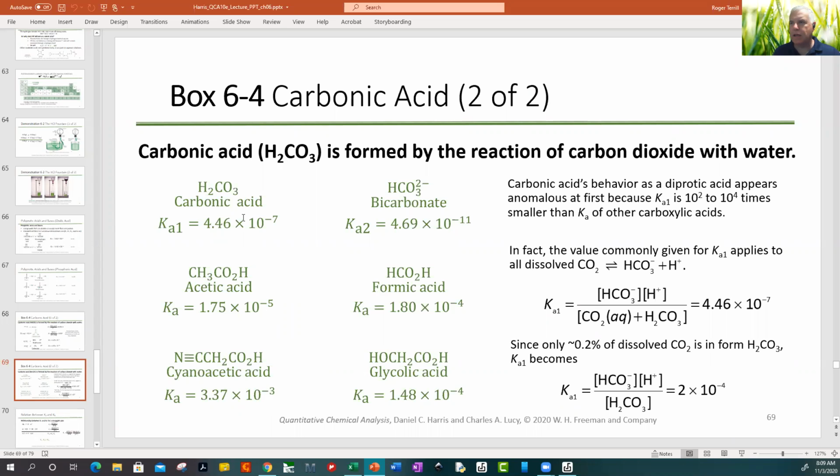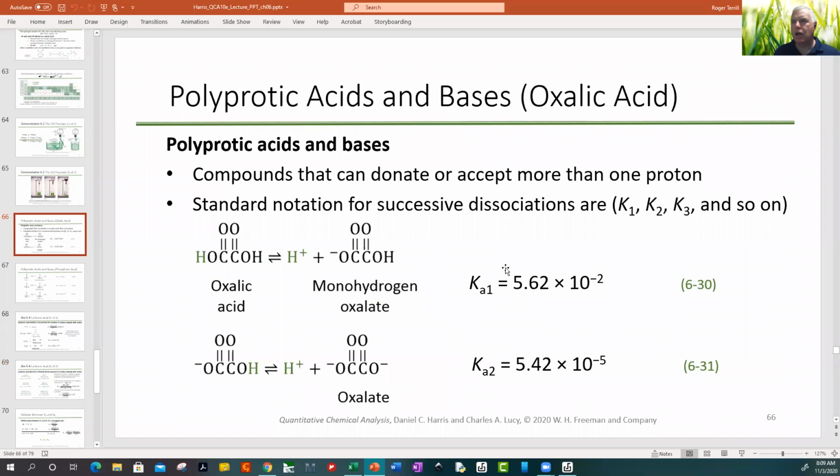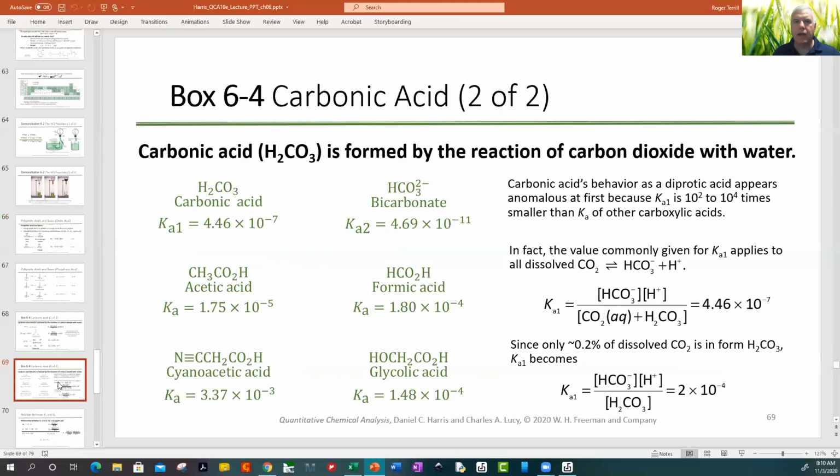This diprotic, it's weird, right? But oxalic, which we saw here, is more normal-ish, even though it's got a strongly electron withdrawing character. So that puts it in the 2 and the 5 range. Okay, enough of this.